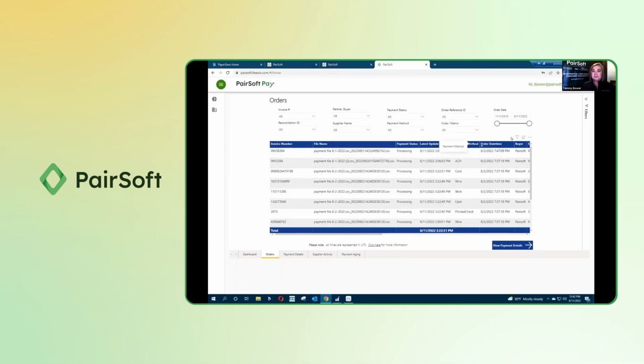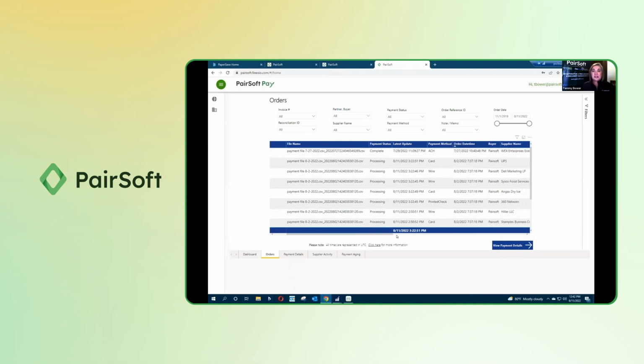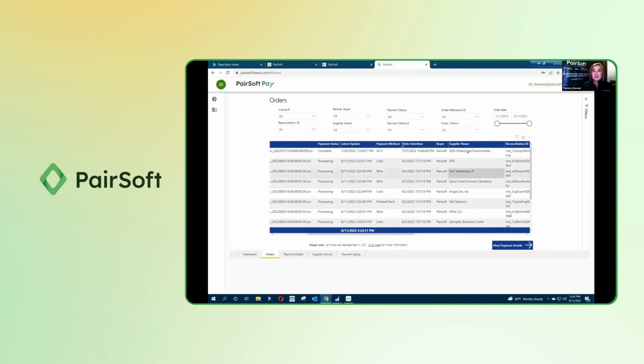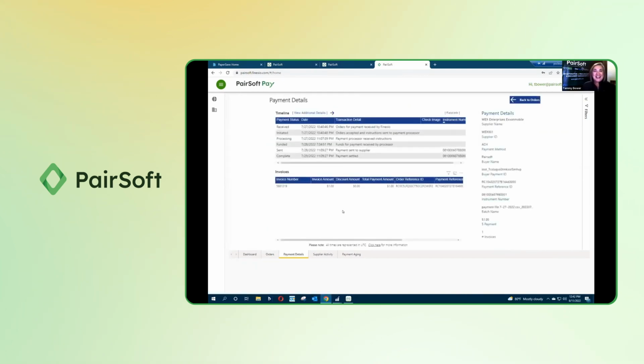I can come in here and filter again on any of these columns. So let's come up here and let's filter by this. As I scroll over, you're going to see more information as well, right? Let's go into this WEX Enterprise. Let's go in here and look at that. So this is the steps that take place, right? The information was received, meaning it was received from PairSoft's API through the portal to Finexio. It was initiated, it went through a process.